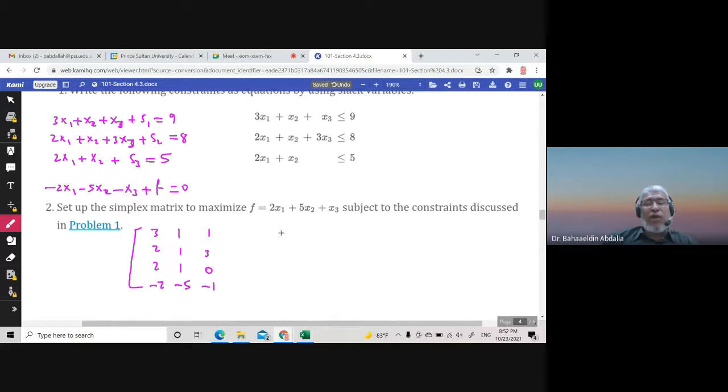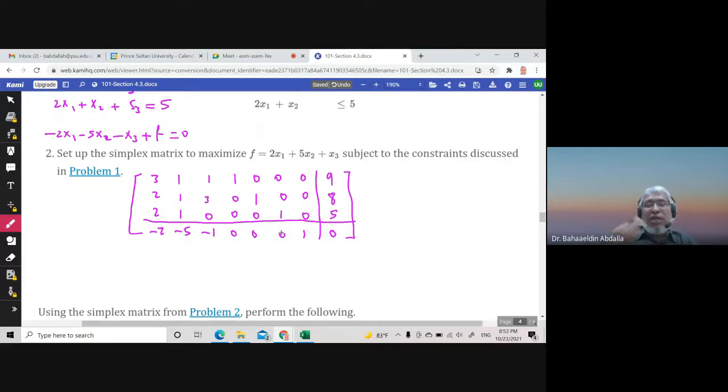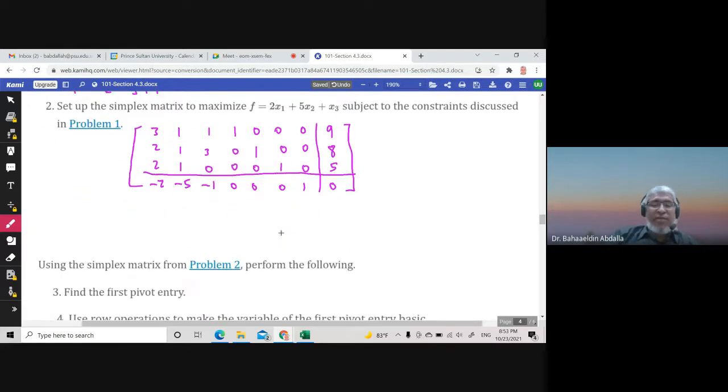Coefficients of S1, 1, 0, 0, 0. Coefficients of S2, 0, 1, 0, 0. Coefficients of S3, 0, 0, 1, 0. Coefficients of F, 0, 0, 0, 1. The right hand side 9, 8, 5, and 0. And this is the initial simplex matrix.